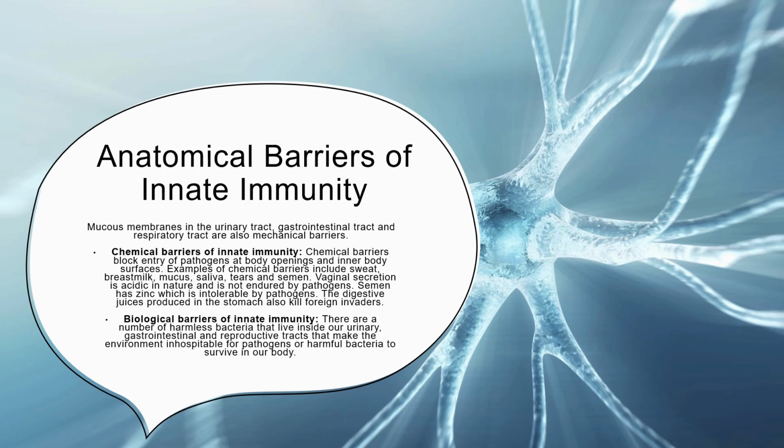Biological barriers of innate immunity. There are a number of harmless bacteria that live inside our urinary, gastrointestinal and reproductive tracts that make the environment inhospitable for pathogens or harmful bacteria to survive in our body.